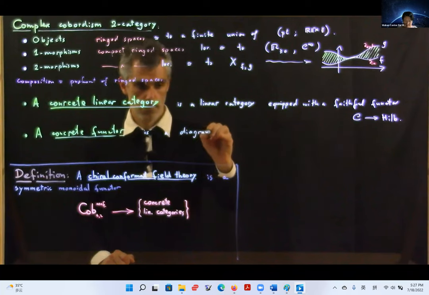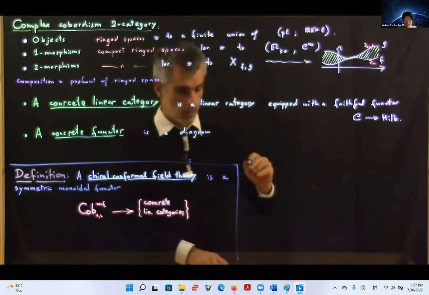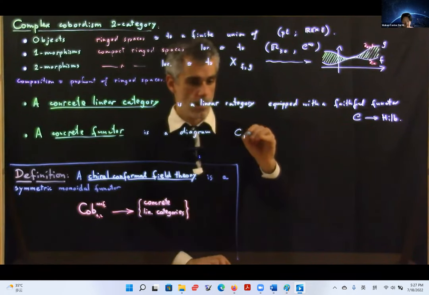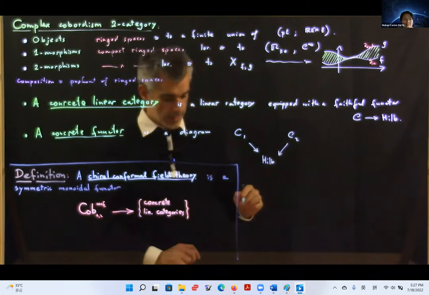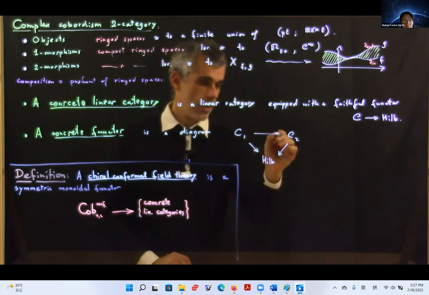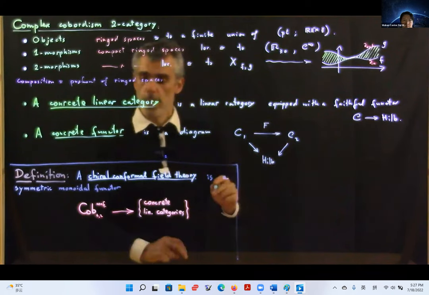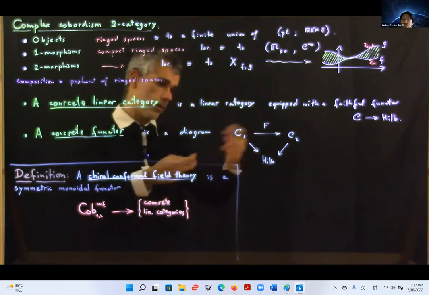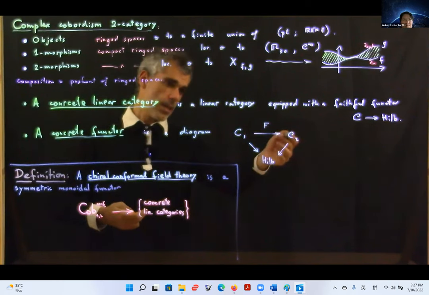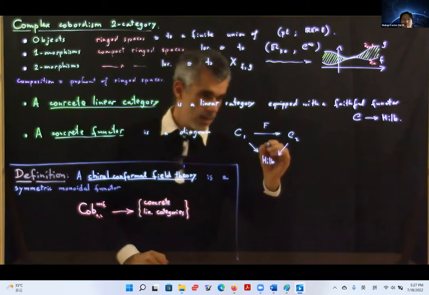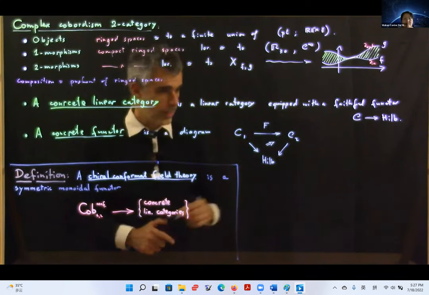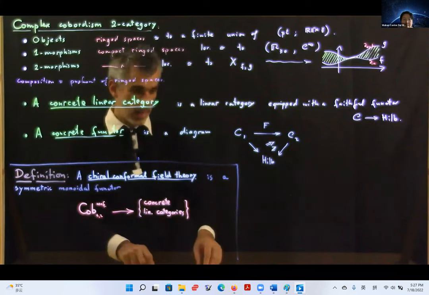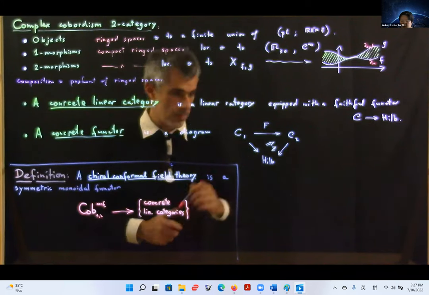So if I have C1 and C2, two concrete categories, both of them equipped with a forgetful functor to Hilbert spaces, then the concrete functor is a functor, a linear functor, so linear on all Hom spaces, together with a two morphism. Let me call it Z, that's the usual letter I'll be using for that. And I should say that this one is typically not an isomorphism.